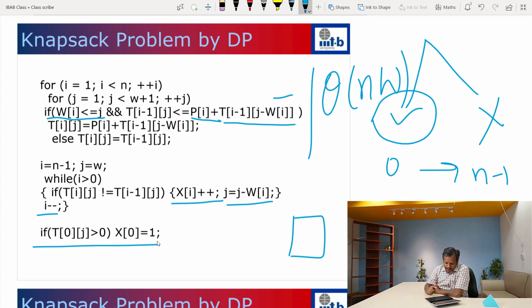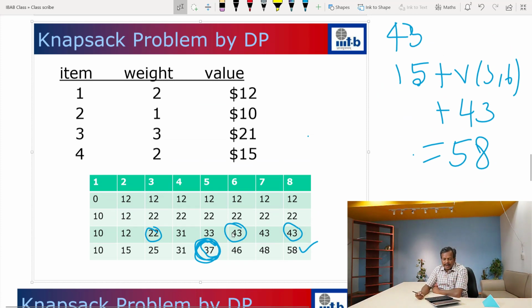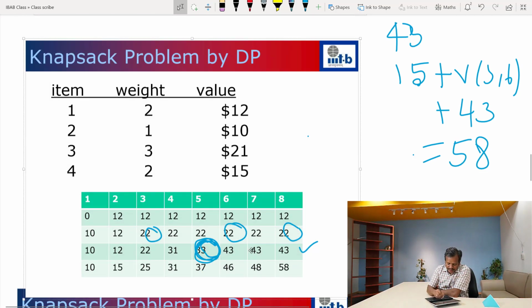Let's quickly look at one example where the backtracking actually works. Let's look at the table, and let's say that I had to see what is the maximum profit that I can make if I am given a knapsack of size 7. What we see here is that 48 is the maximum profit that I can make if I am given a knapsack of size 7.